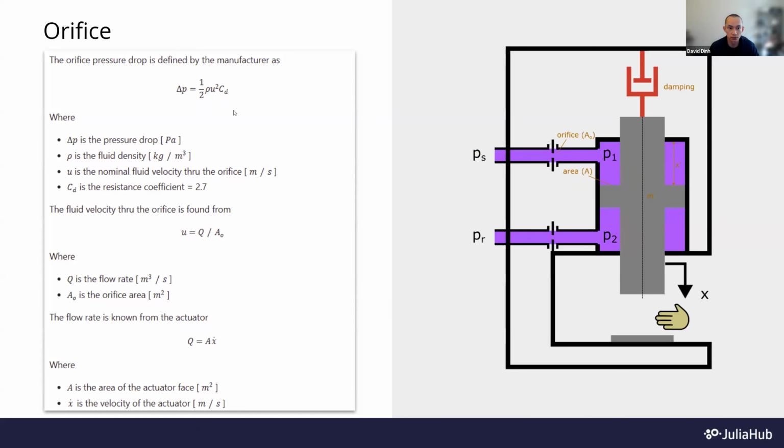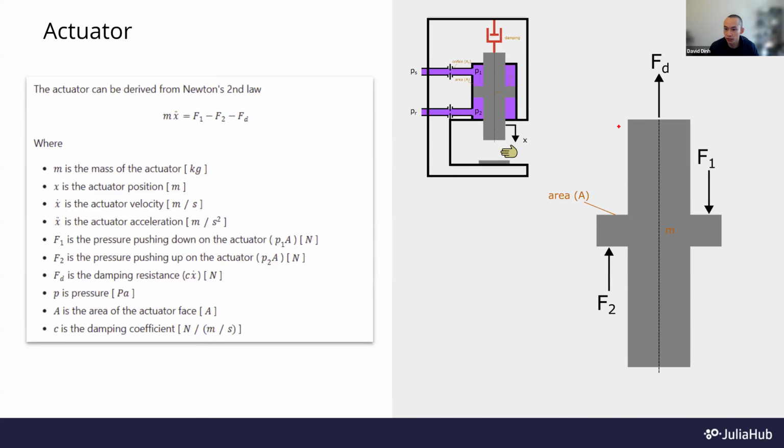Let's move on to the actuator. So here we have the actuator, and there are four main forces acting on it. The first force is F1. This is the force due to the P1 pressure pushing the actuator down. Then we have forces from this P2 area, which is F2, the force in that P2 area, which is pushing the actuator up. And then finally, we have FD, which is the damping force from the damper.